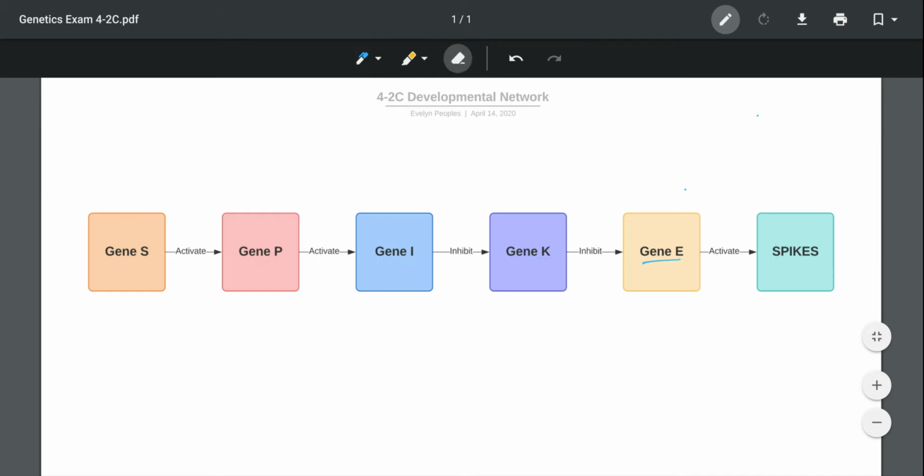But that's not always the case. There's going to be a strain that has a mutant allele for a gene, which means that the gene is going to be a mutant. So in the case that the P gene is the mutant, that means it's not going to function properly, which means it will not be able to activate gene I. And since gene I is not activated, it will not be able to inhibit K and so forth, which means that our spiny beetle will have no spikes.